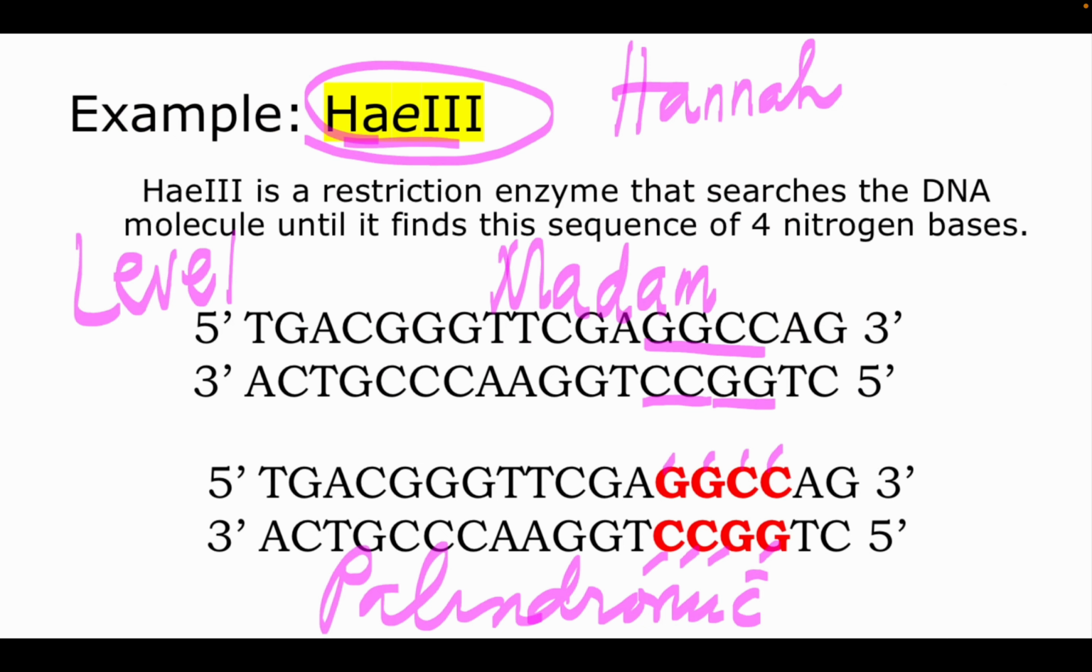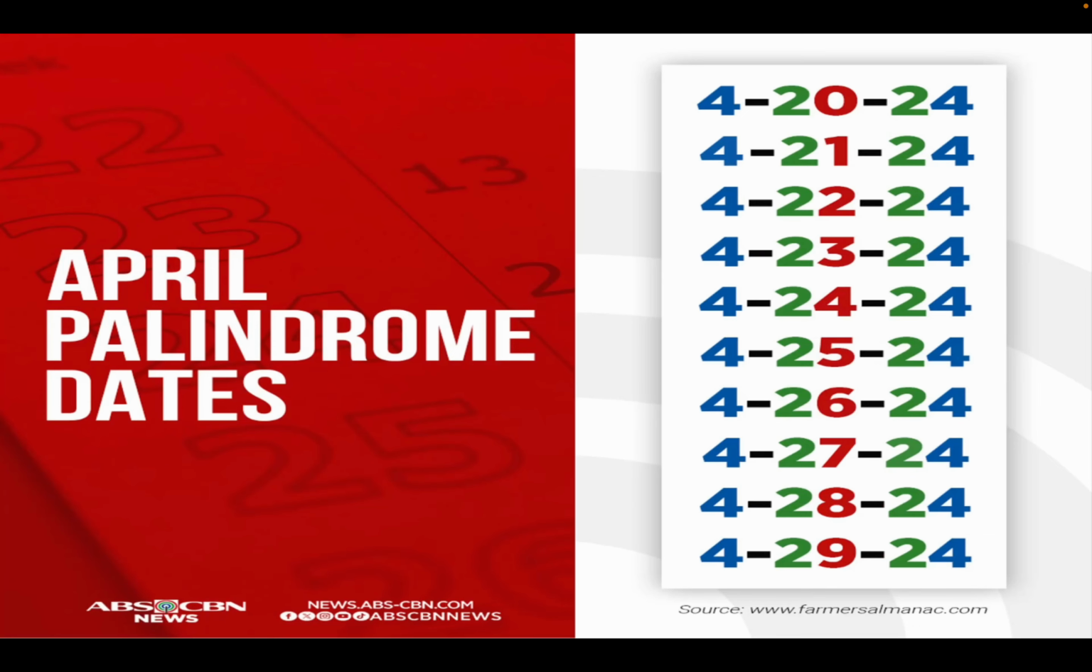Just like in April, I think it starts in April 20 last time, when you read the numbers backward, they are palindromes. So that's just an example in order for you to really understand the concept of these palindromes and why they are important in restriction enzymes also. Because normally, restriction enzymes recognize or cut the nitrogen bases showing palindromes.